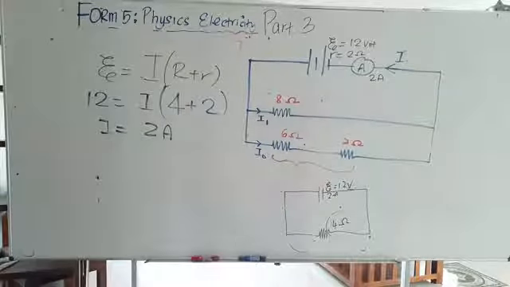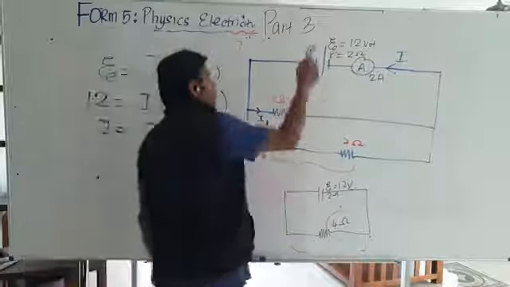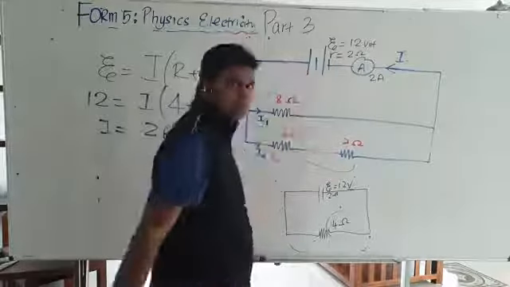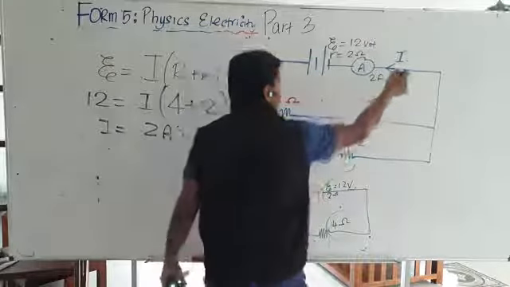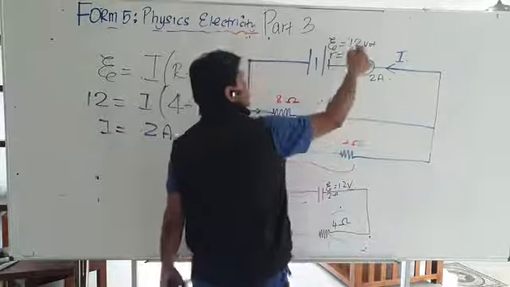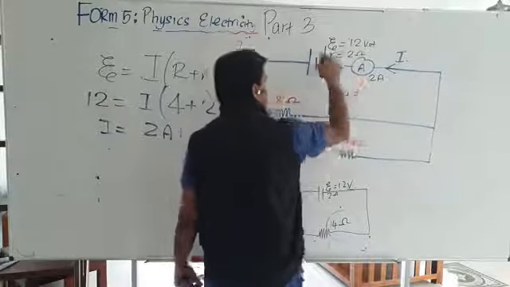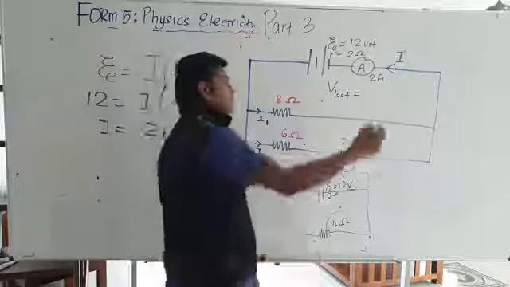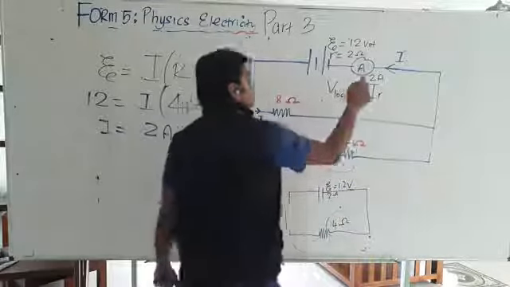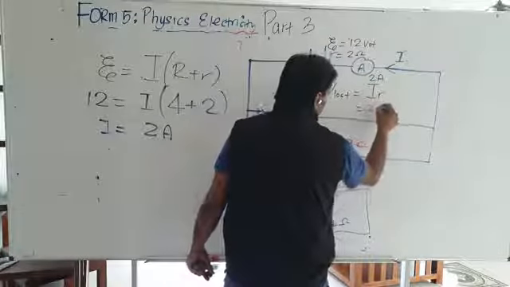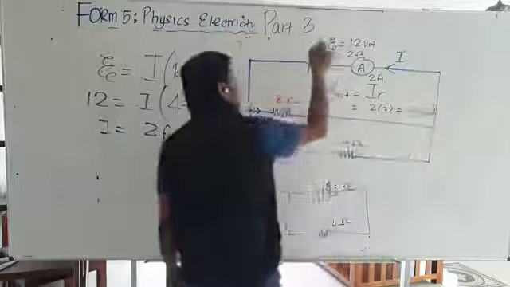Are you okay? Now we must find out, next step, how much voltage is lost here? How much voltage is lost? So the current flowing here, the resistance is 2. So voltage lost inside the battery. Formula is same, I times R. 2 times 2, 4. Which means 4 volt is used up in the battery.